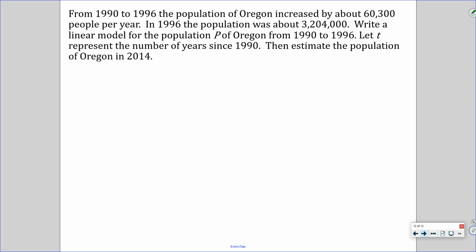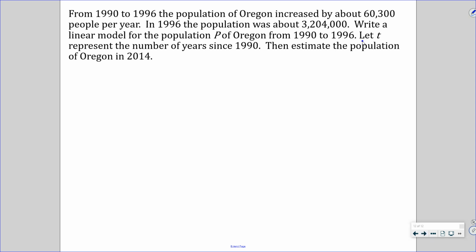From 1990 to 1996, the population of Oregon increased by about 60,300 people per year. In 1996, the population was about 3,204,000 people. Write a linear model for the population P of Oregon from 1990 to 1996. Let T represent the number of years since 1990. Then estimate the population of Oregon in 2014.